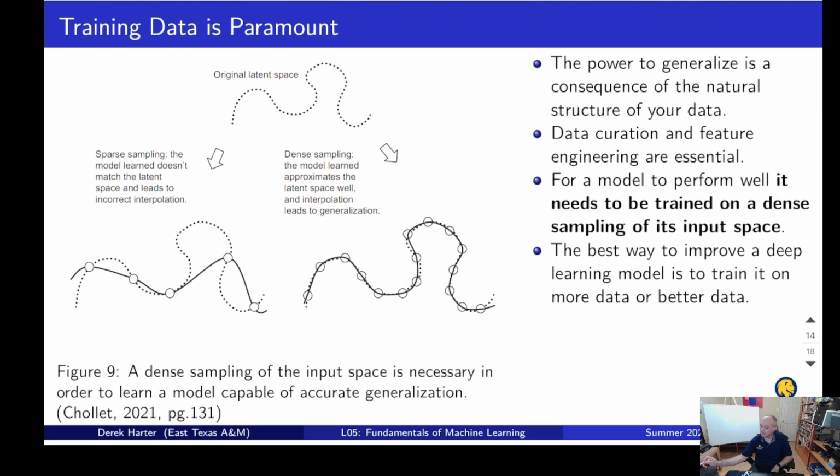So if our original latent space is like this, and we don't have a dense enough set of data points, the best a model can do is something like that. It's going to be poor on different things. But if you have enough data that you can fill in and correctly interpolate the manifold, or detect the shape of the manifold correctly, you'll be able to get good generalization, right? And so there's no way to get around it. The best way to improve a deep learning model is to train it on more data and on better data.